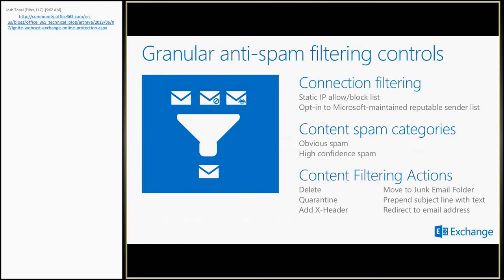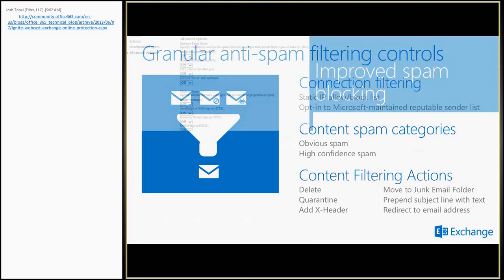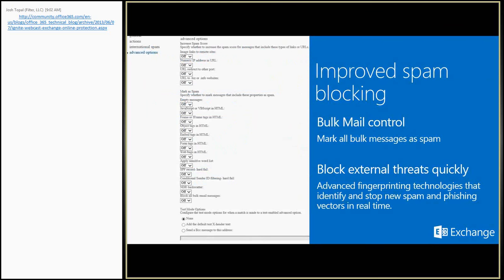So alongside some of these, we've also got a significant level of control, and you'll see this when I put up the admin interface a little bit later on. You'll see this in the advanced options, really giving you a level of control to go in and tweak and tune the system as per your requirements. One of the key things here is a new ability to go in and be specific about what you want to happen to bulk mail.